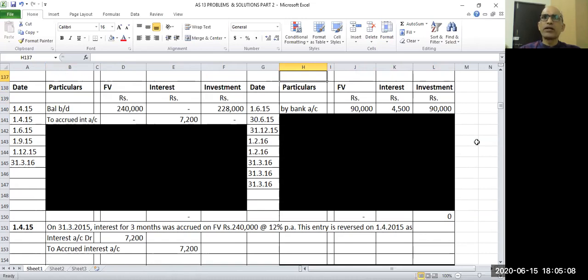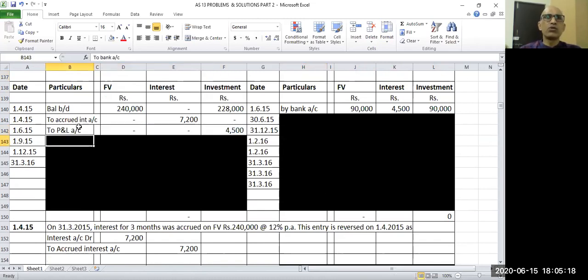Now on the same day, we have made a profit on this sale that gets transferred to profit and loss account. So our entry will be investment account debit to profit and loss account 4,500. So we have recorded sale, we have recorded profit, which is getting transferred to profit and loss account on 1st of June 2015. Now we are on 1st of June, and immediately in next few days, that is precisely on 30th June 2015, the due date of interest is there.